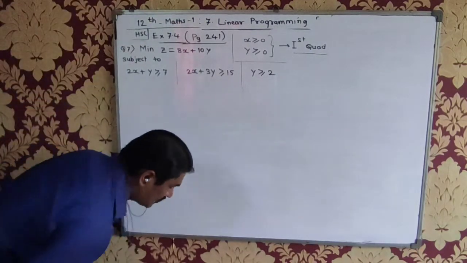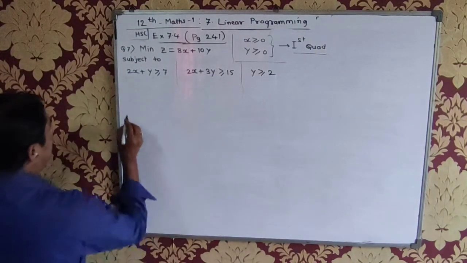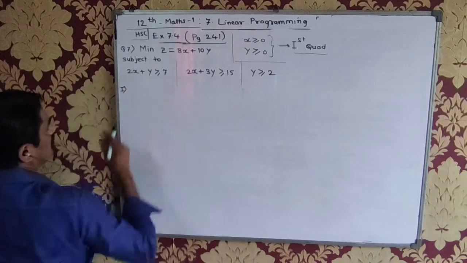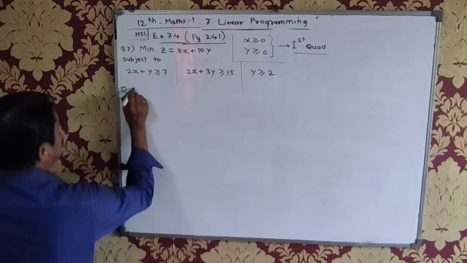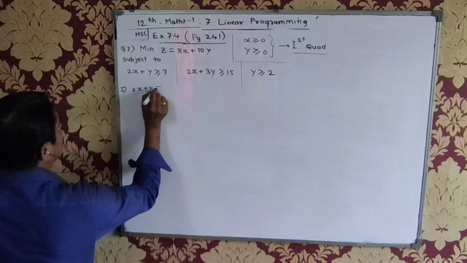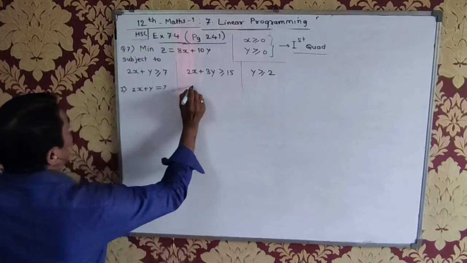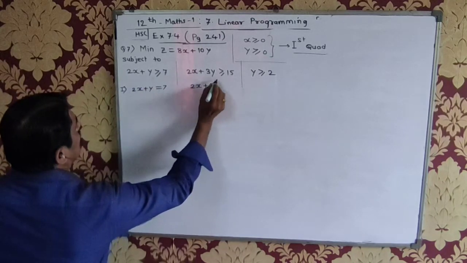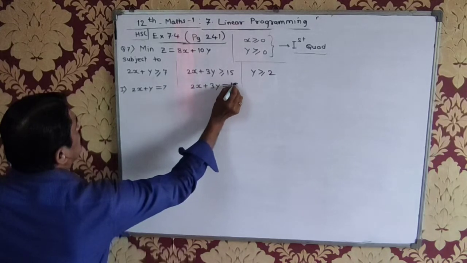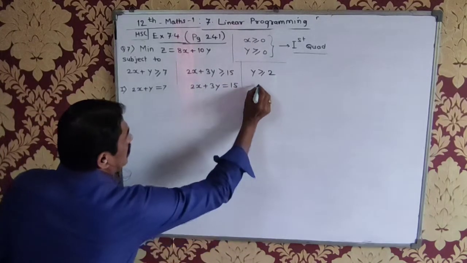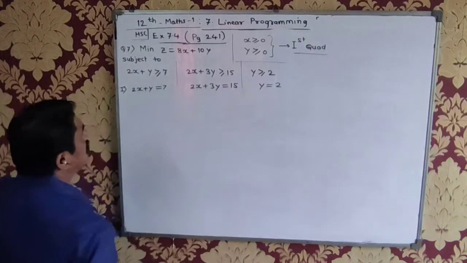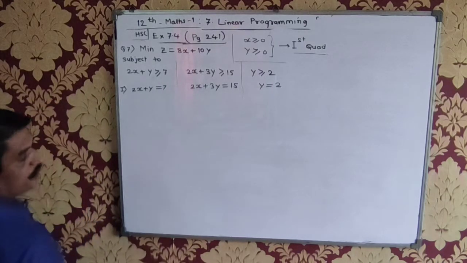It says, first step number 1, convert the inequalities into equations. 2x plus y is equal to 7. 2x plus 3y is equal to 15, and y is equal to 2. We have to plot these points.